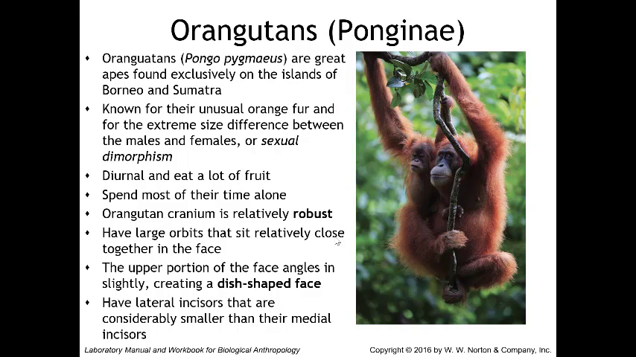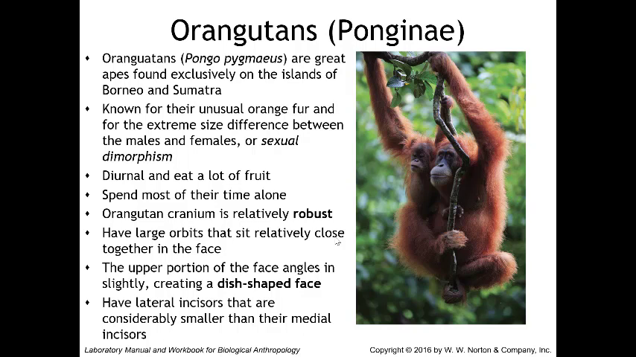The orangutan cranium is relatively robust. They have large orbits that sit relatively close together in the face, and then the upper portion of the face will angle in slightly, and it creates this very unique dish-shaped face. You can really see it in our male orangutans more than our female orangutans.